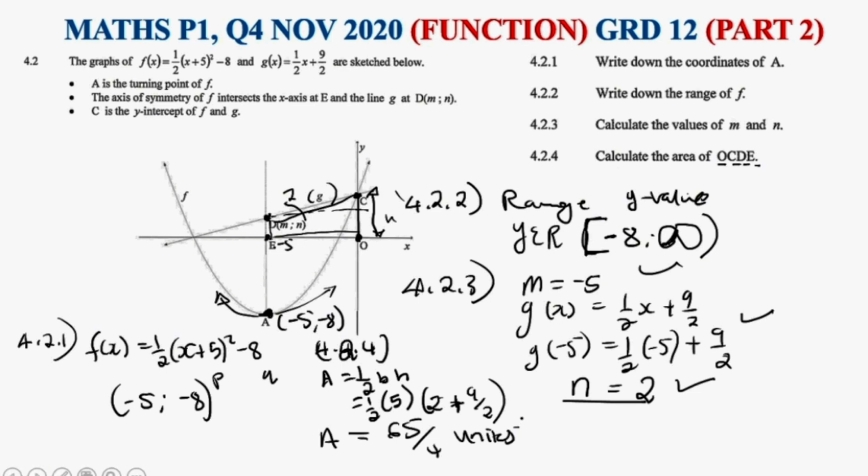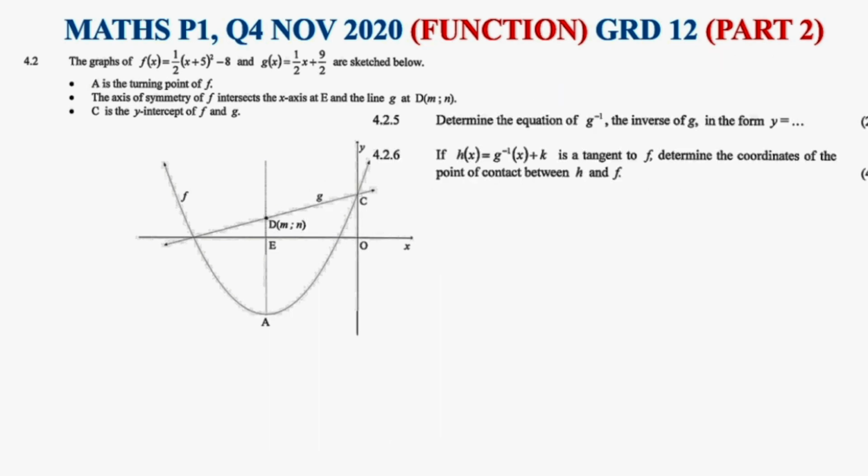I hope I'm not making any mistake, guys, but based on my analysis, this is how you would deal with this question from 4.2.1 until 4.2.4. So let's go ahead and solve the rest of the question. We are left with only 2 questions, 4.2.5 and 4.2.6. 4.2.5 says determine the equation of g to the power of -1, which is the inverse of g.